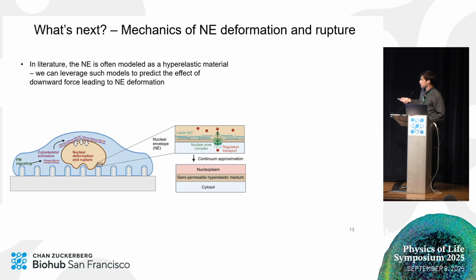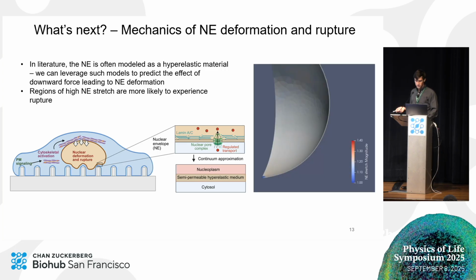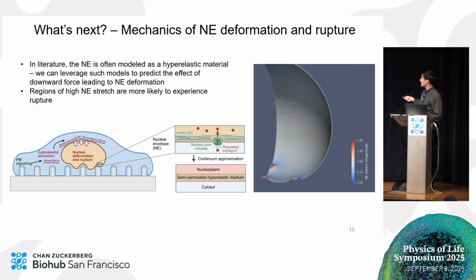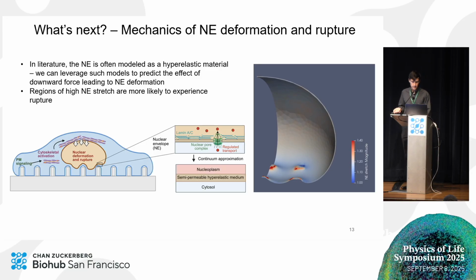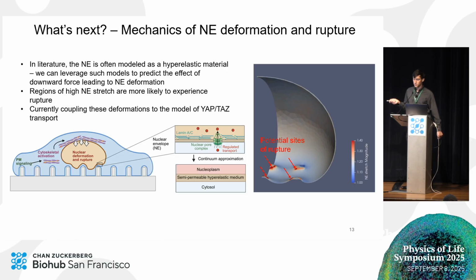For instance, by applying a force on top of the nucleus and pushing it down onto the nanopillars. If we treat the nuclear envelope as a hyperelastic sheet, then we can predict the amount of stretch of the nuclear envelope over different regions, as shown here. So this is just one preliminary result that we had. The end goal is to find these regions where we have potential sites of rupture and then couple our transport model to this mechanical model of nuclear envelope deformation to actually close the loop and be able to have these mechanochemical predictions on the cell scale.